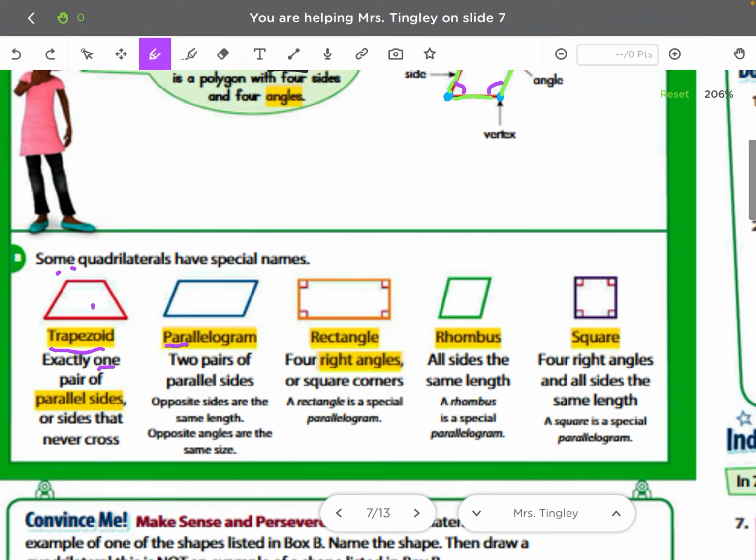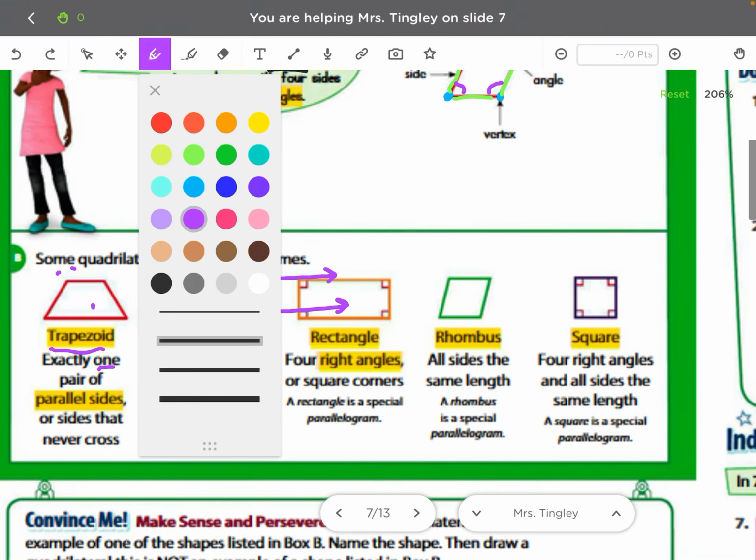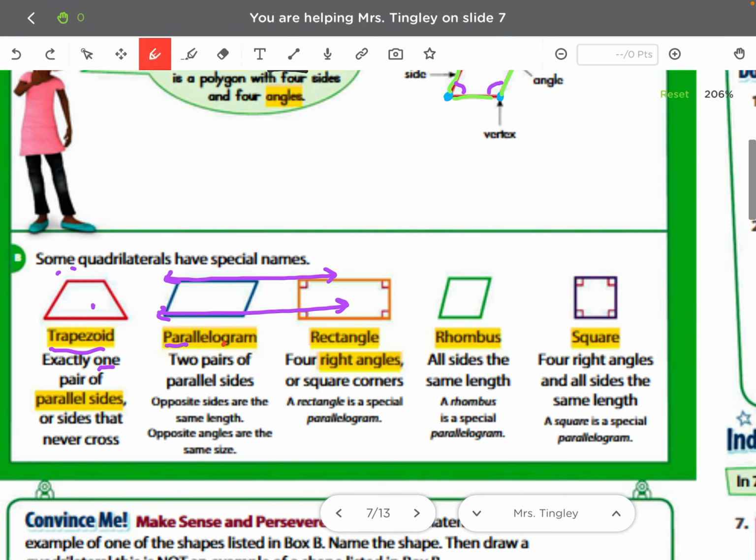A parallelogram has two pairs of parallel lines. So these lines would go on forever and never connect. And the other sides are parallel lines. They go on forever and never connect. So a parallelogram has two pairs of parallel lines.